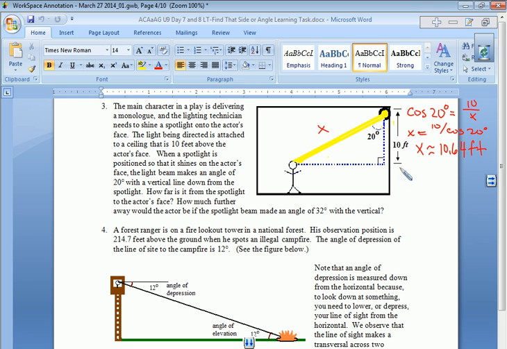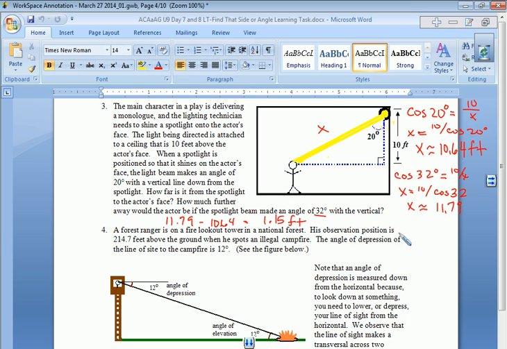The second question they ask is, if this went from 20 degrees to 32 degrees, how much further are you from the light? So now we're doing cosine of 32 degrees is equal to 10 divided by x. So x equals 10 divided by cosine of 32. This time x is approximately 11.79. So we do 11.79 minus the 10.64, and this gives us that you're an additional 1.15 feet away from the light.